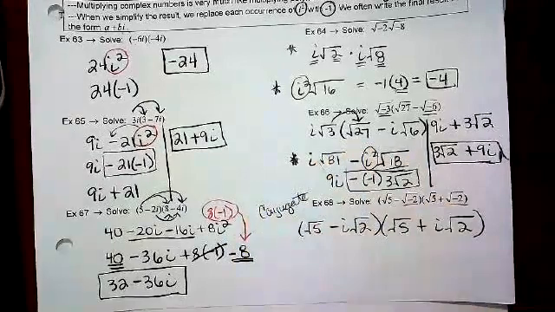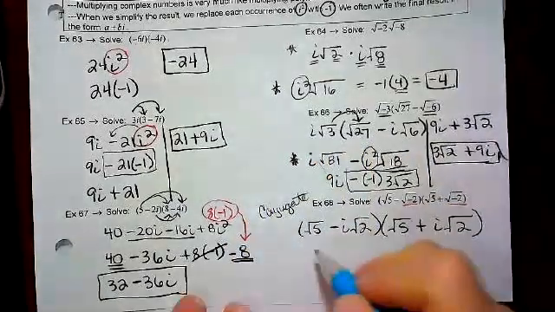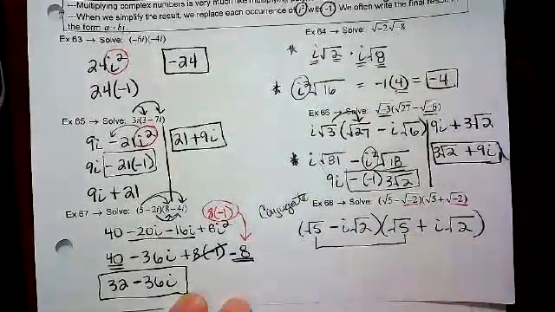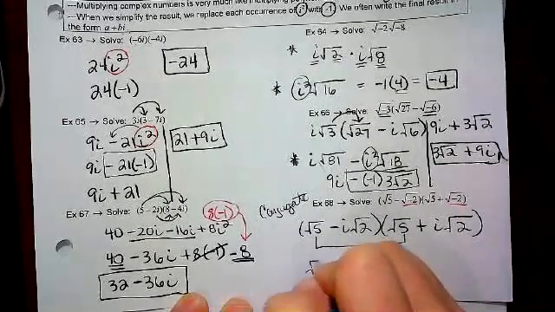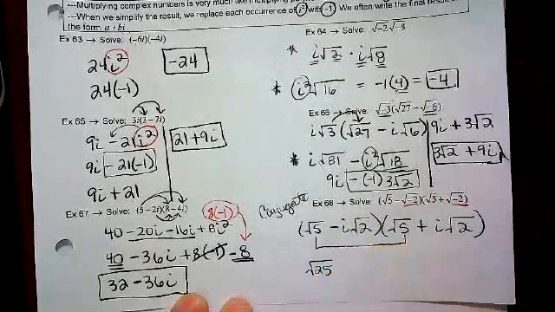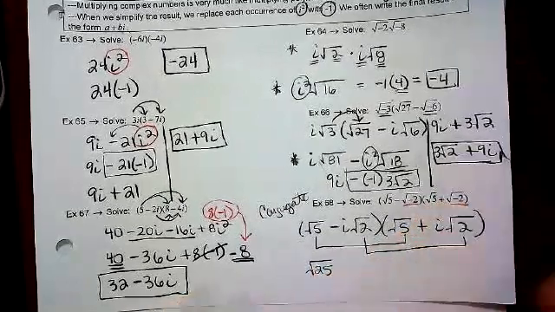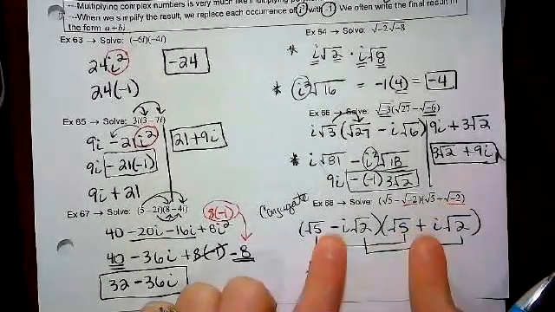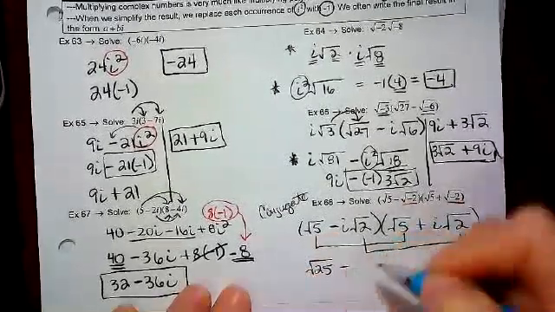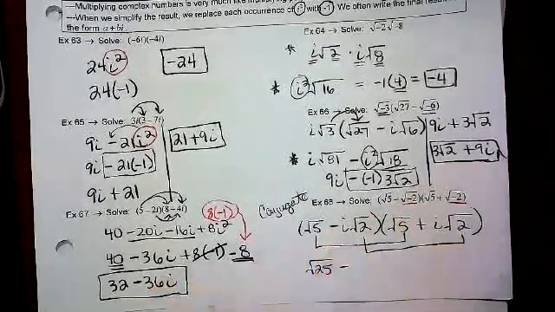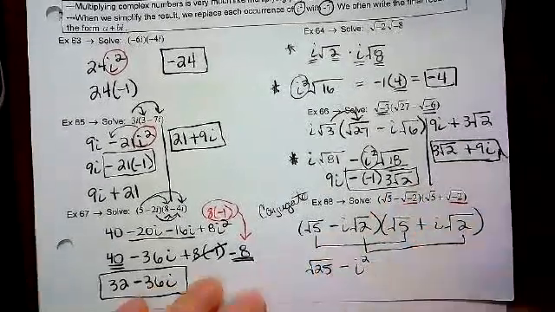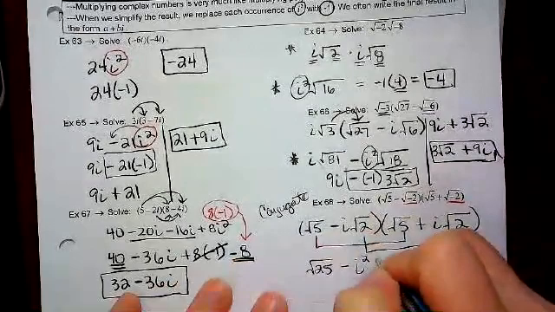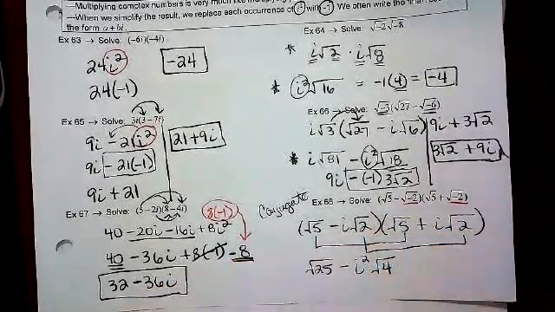Meaning you could go through your entire FOIL process if you want, but your inner and your outer terms will always cancel. So hopefully you recognize that pattern and you think, well, I could just take first times first, which would give me the square root of 25. And I could take last times last. So positive times a negative or negative times a positive makes that a negative. i times i makes that an i squared, and 2 times 2 makes that a square root of 4.